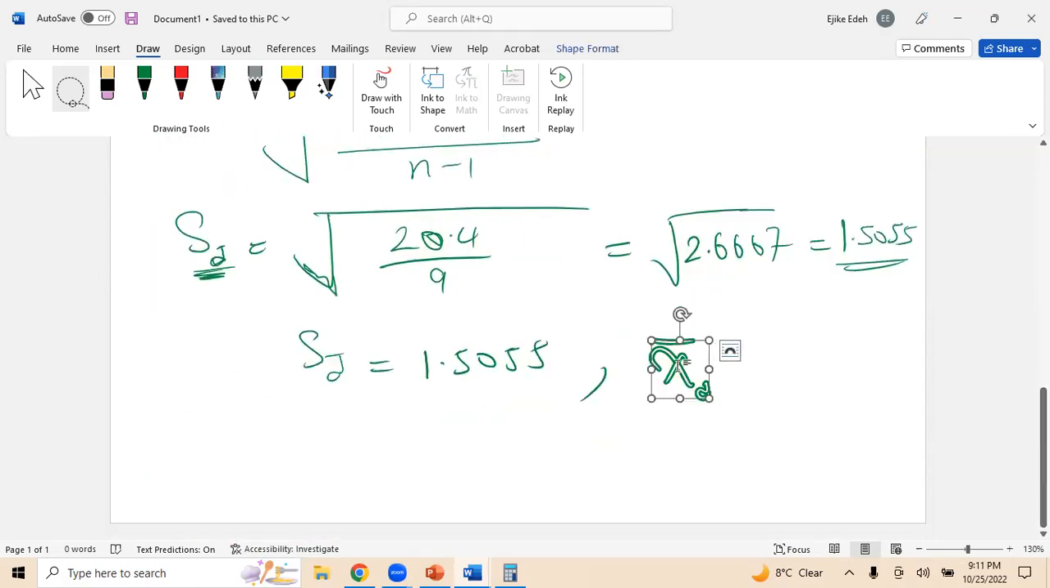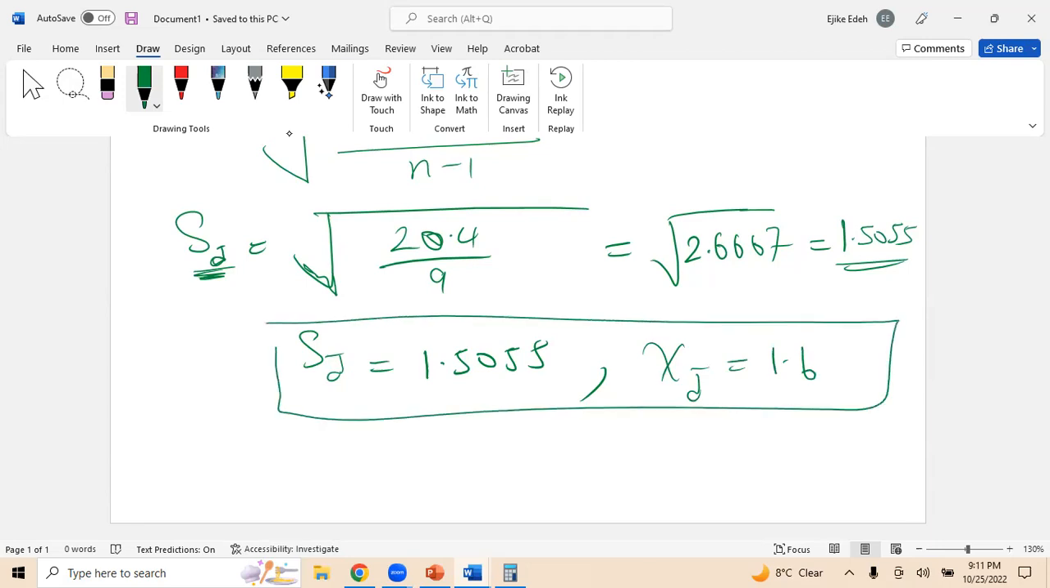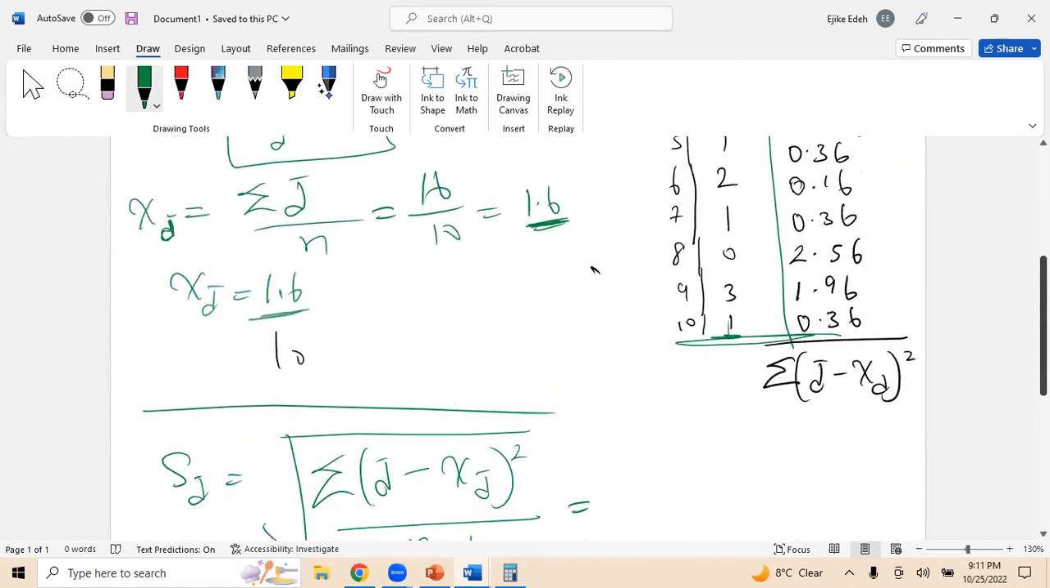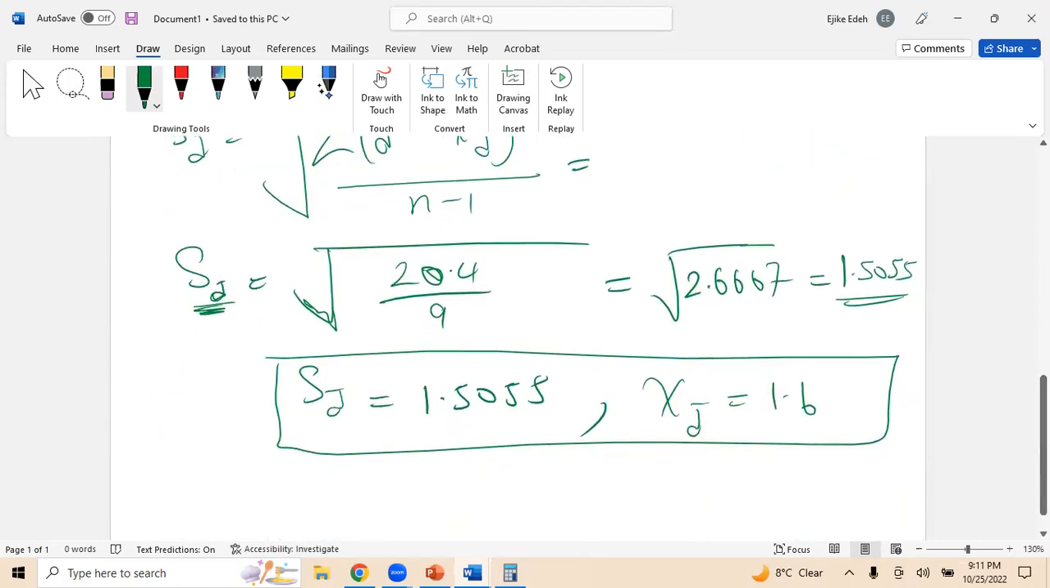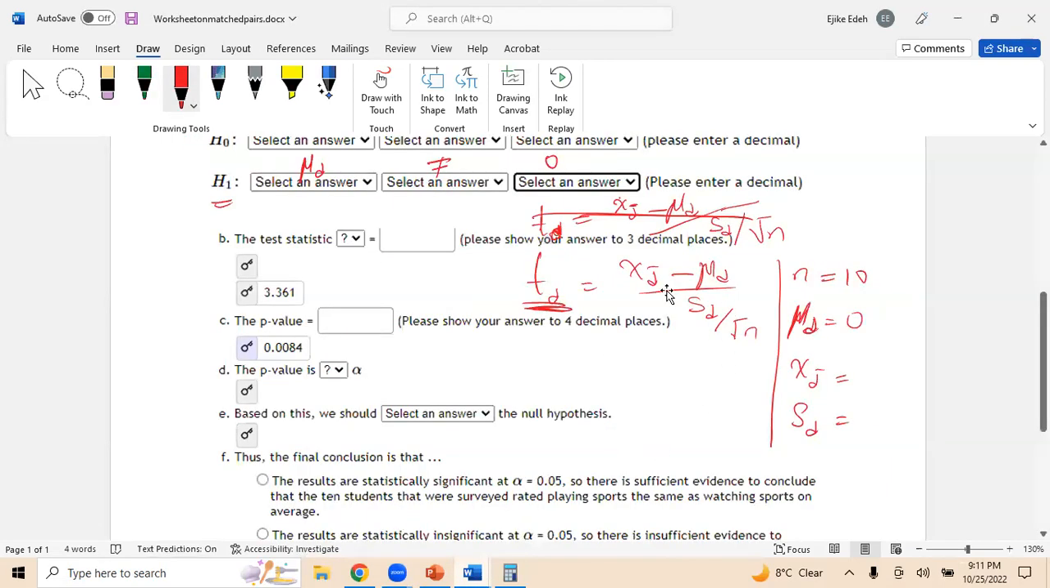Okay, earlier on, we found that the mean of that difference is 1.6, right? So these are the two data points, the two estimates that we need to be able to finish up our work. So let's now go back to the data page, to the actual work. Over here, we're just going to plug in the values that we have.